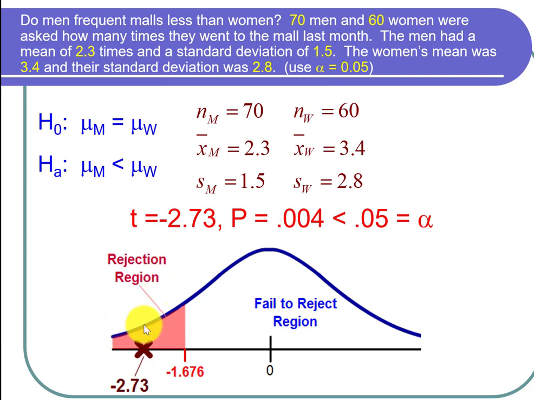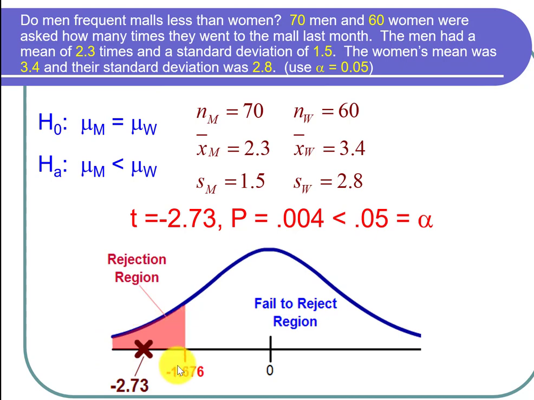Okay, here's a picture of what's going on. We have a left-tailed test because of this less than, and that means that if the test statistic is very far to the left, we're in the rejection region. We reject the null hypothesis. And if it's to the right, we fail to reject. It turns out that negative 1.676 is approximately that borderline that corresponds to 0.05, and negative 2.73 is to the left of that. Also, the p-value, 0.004, is less than 0.05. So that means we reject the null hypothesis.